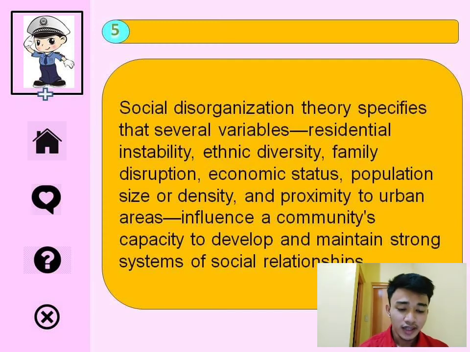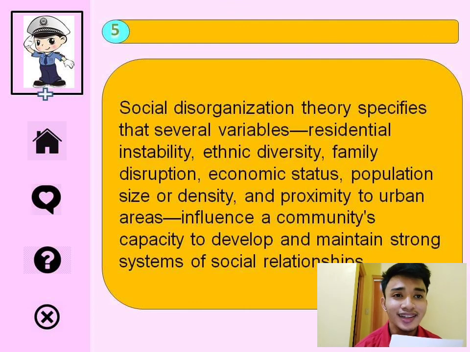From our slide 7, social disorganization theory specifies that several variables, residential instability, ethnic diversity, family disruption, economic status, population size or density, and proximity to urban areas, influence communities' capacities to develop and maintain a strong system of social relationships. Meaning, social disorganization is a society without proper housing, whose ethnicity and culture are unique, and this influences the capacity of the family. That's slide number 7. So let's move to slide number 8.